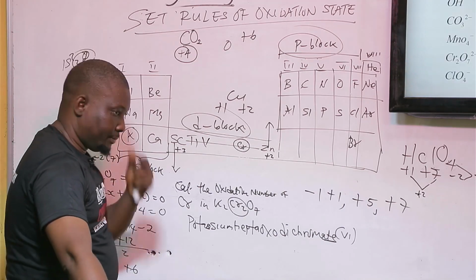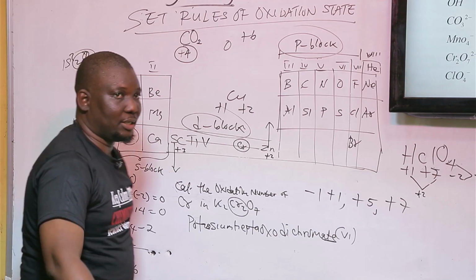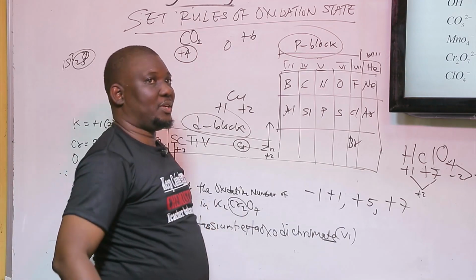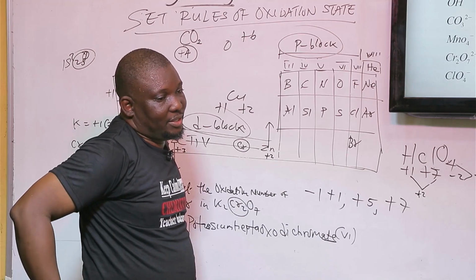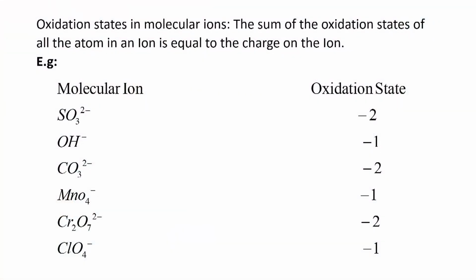Okay, then oxidation states in molecular ions. Molecular ions are those groups of ions that contain atoms of oxygen, and they are most often negatively what? Charged. These are called molecular what? Ions. We have examples shown on the screen. I'll just explain very few of it.